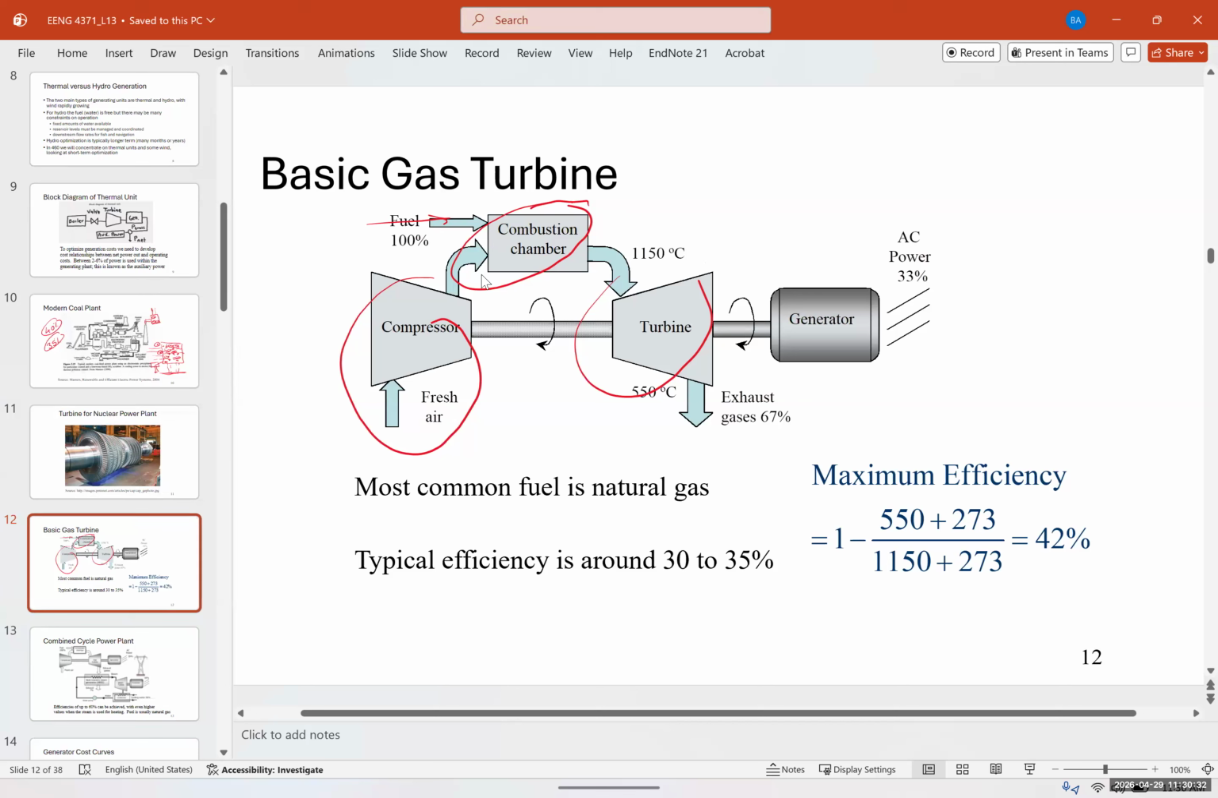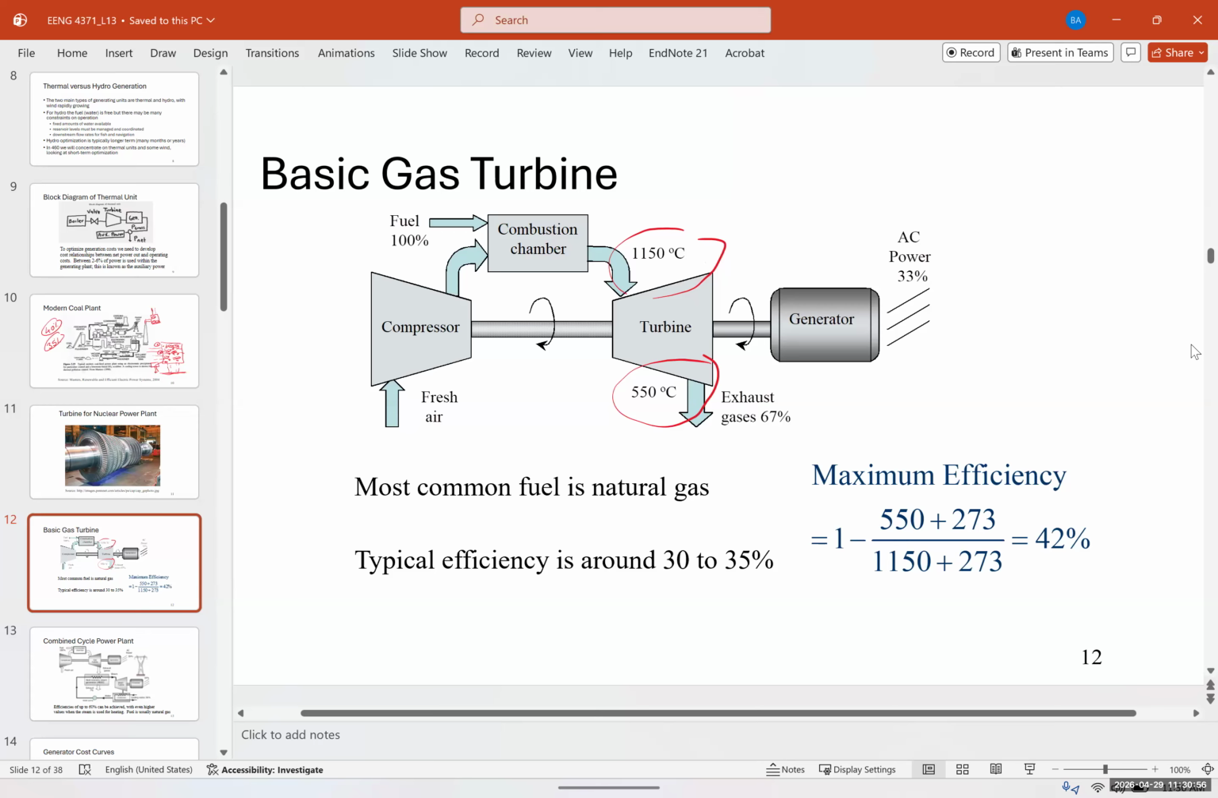And you can see the differences in the temperature. Temperature going into the turbine is 1100 degrees Celsius, and the one coming out is 550 degrees Celsius. So the exhausted gases are around 67%, and the AC power generated 33%. So the efficiency is around 30%, 33%.